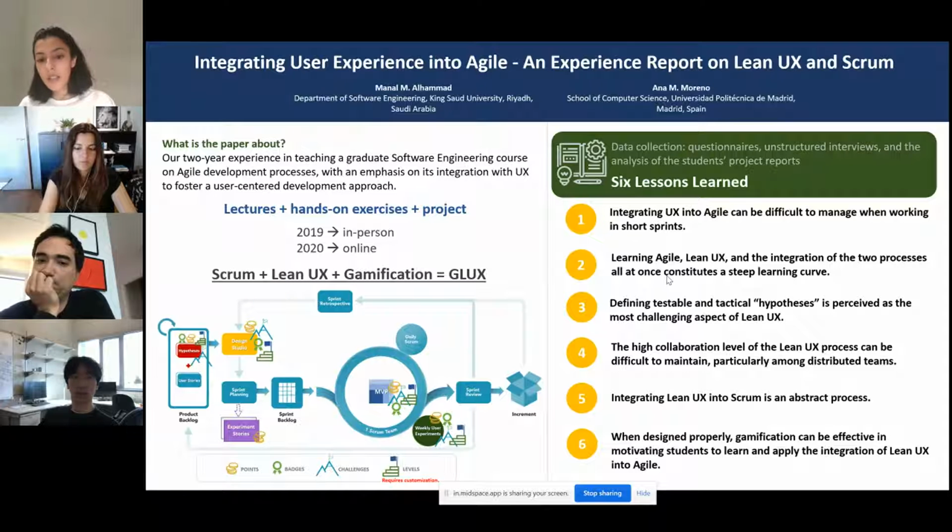The sixth lesson was about gamification, and we found that gamification can work, but it was not a straightforward process, because we found some conflicting results regarding some gamification elements. But overall we received positive feedback about the gamification elements that we incorporated into the development process and also in the course.